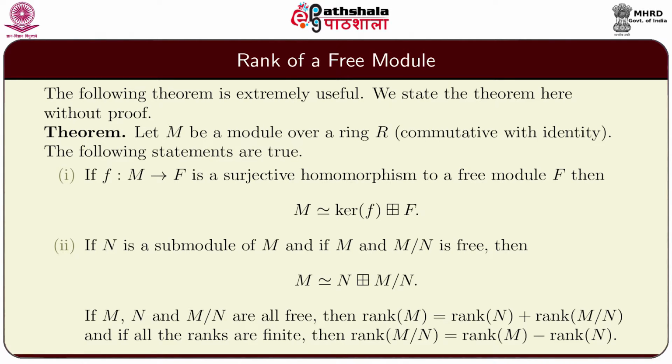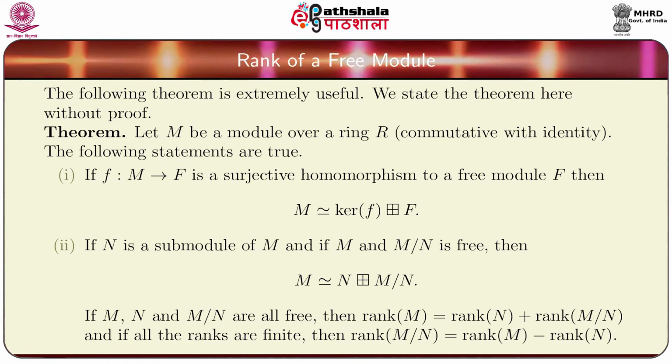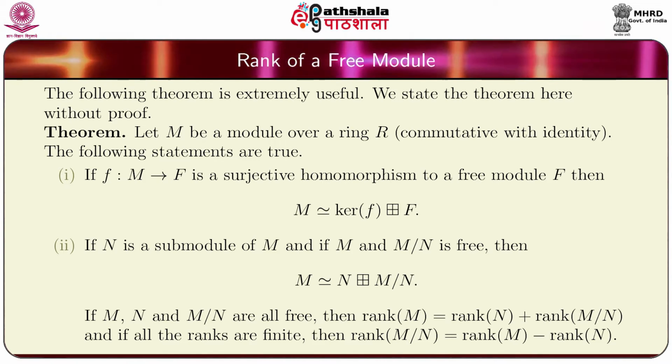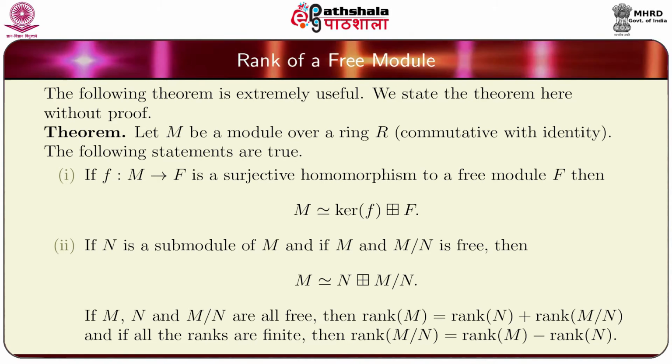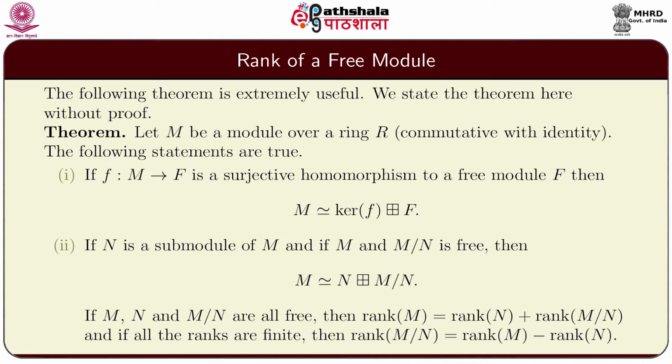Then part 2 says if N is a submodule of M and if M and M quotient N are free, then M is isomorphic to the external direct sum of N and M quotient N. Well, this is a special situation which follows from 1, because we take the canonical surjection, the map pi from M to M quotient N, and if we assume that M quotient N is free and also M is free, then we can apply 1 and the result follows. Note that the kernel of the canonical surjection is N.